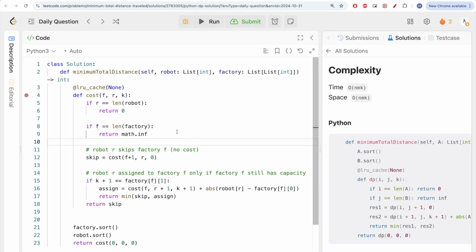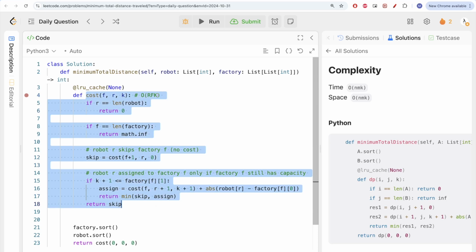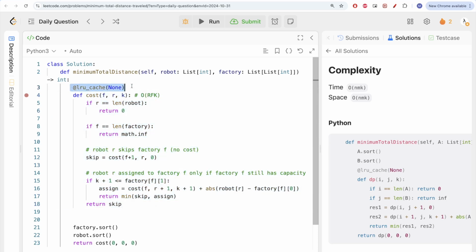And this gets accepted. In terms of time complexity here, time complexity is going to be basically the space for f multiplied by the space for r multiplied by the space for k. And those are, if r is the length of robot, f is the length of factory, and k here is the max capacity for a factory. Now in that case, our time complexity is just going to be the multiplication for all three, because that's the number of states we have here. This is both in terms of time complexity, but also space, because we cache the result. So both in time and space, this is going to be our complexity.